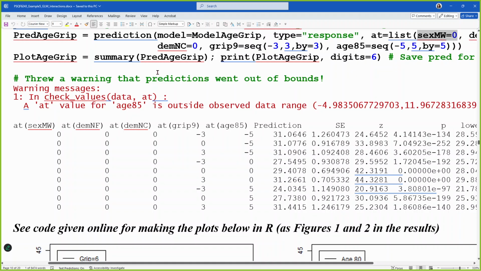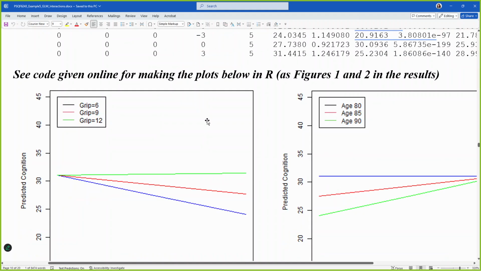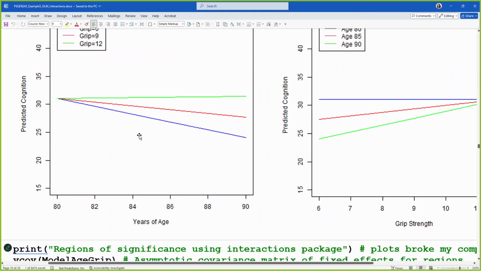In check values data, the value for 85 is outside the observed range. So this is yelling at me that one of my combinations is outside the range of the data. Like I don't have a full crossing of low and high of age and grip, but that's okay. I can live with that for the purposes of making a picture. And the code to make the pictures is online because it's kind of ugly, but here's the same patterns.